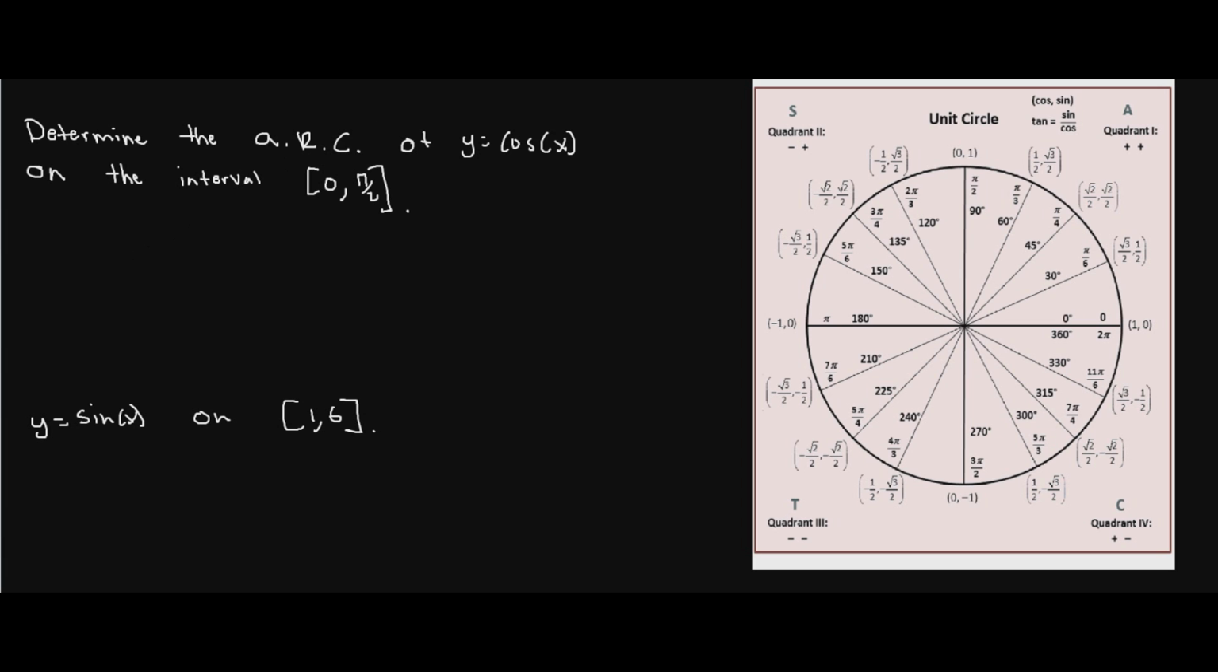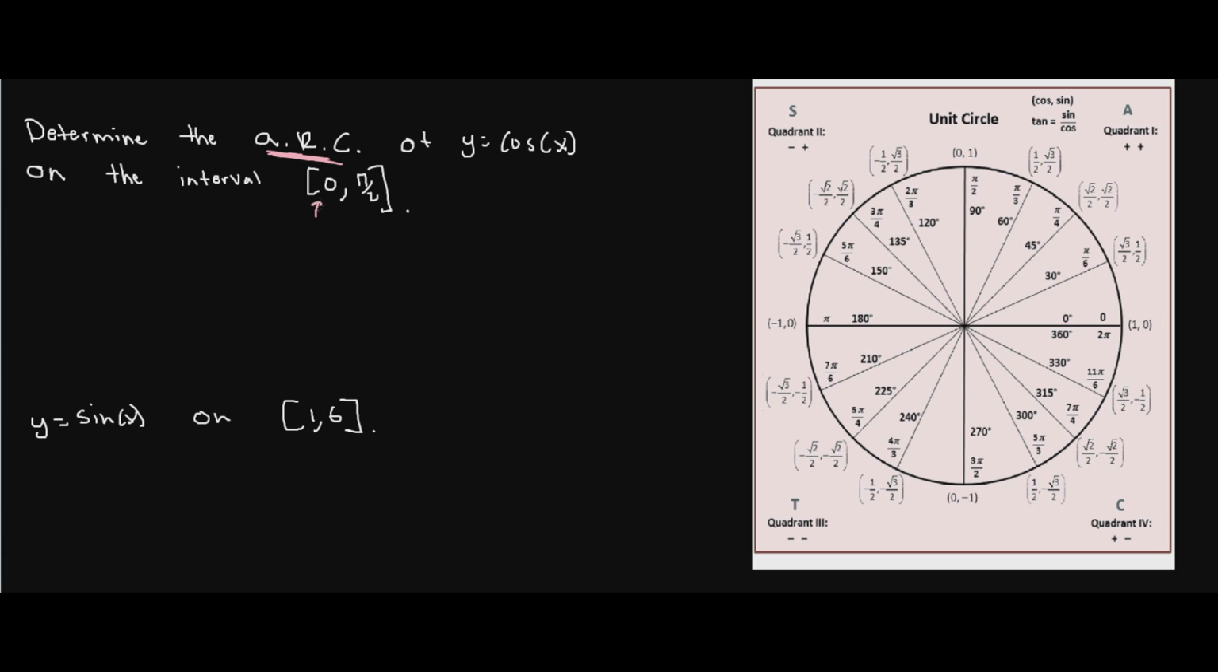So here we go. Determine the average rate of change of y equals cosine of x on the interval [0, pi over 2]. This is average rate of change, I just abbreviated it. All right. And now remember, cosine is the x value on these portions here, right? And we'll look through the radians to determine where. So let's go ahead and do this.